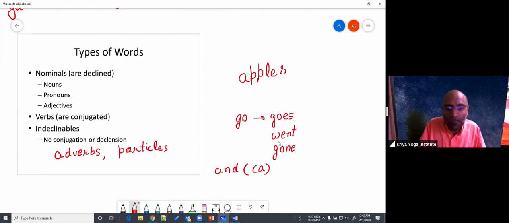As I said, all the words in Sanskrit are derived from root words, dhatu. Some people believe that particles do not come from that. There are only a very handful of words, particles, which are probably not derived from root words. Otherwise, every single word in Sanskrit is derived from those root words.